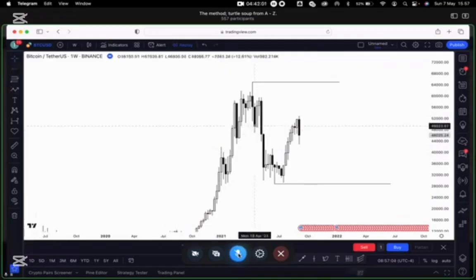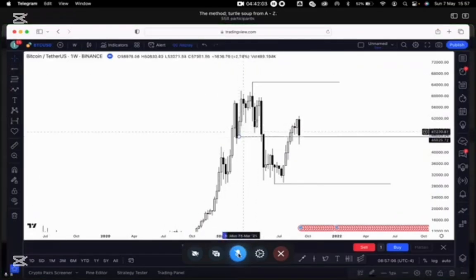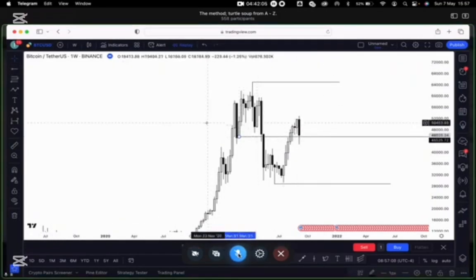Target 1, the low or high that caused the purge. Target 2 is 50%, and target 3 is the opposing end of the range, based on the logic that the liquidity was built: accumulation, manipulation, distribution. Right? That's what it is. What's a range? A range is accumulation, manipulation, distribution. So we have accumulation here.